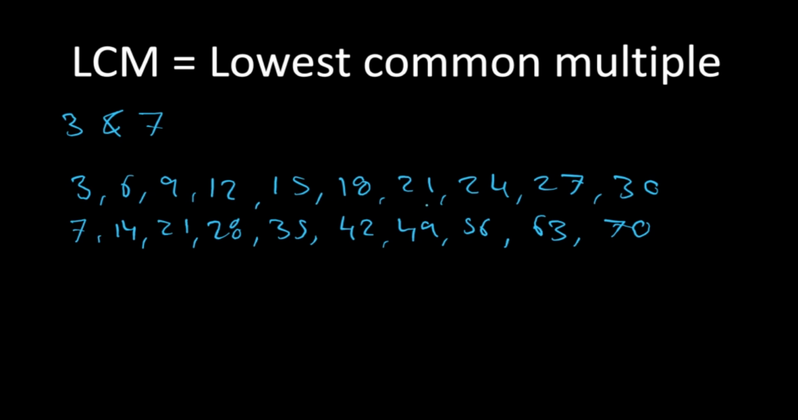So if you just quickly look, 21 is the lowest, because 21 is the common multiple found in both 3 and 7. That is the lowest. Okay, it's very straightforward. Lowest common multiple. The word explains itself basically.